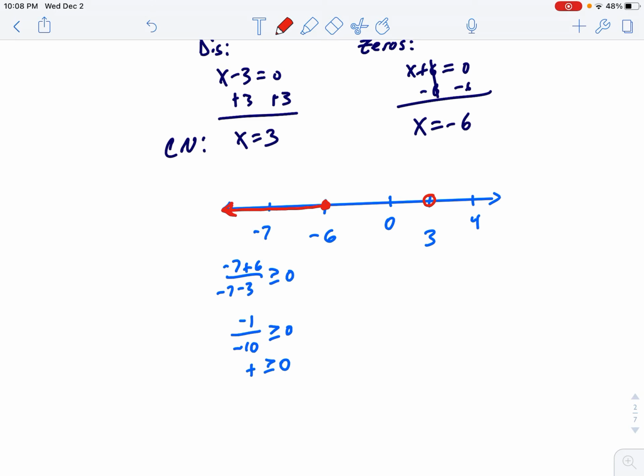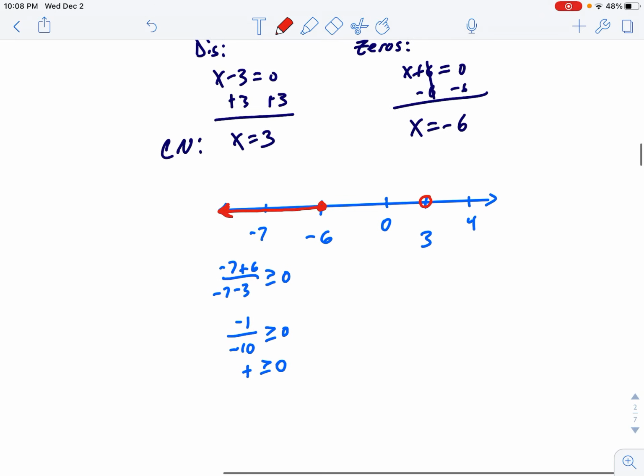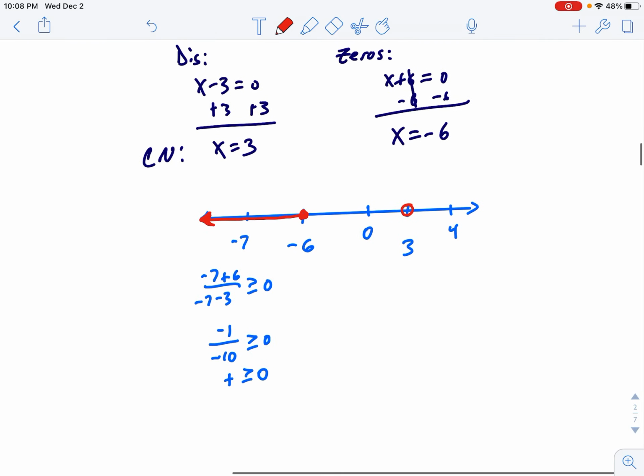I guess I used the highlighter before. Now I'm using the red pen, whatever. Let's try 0.